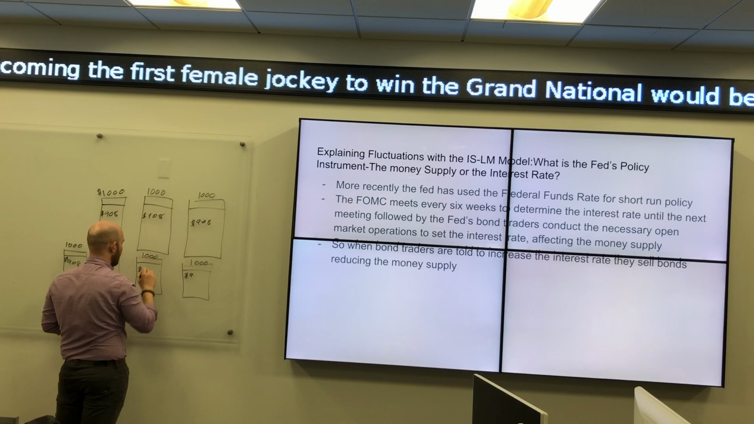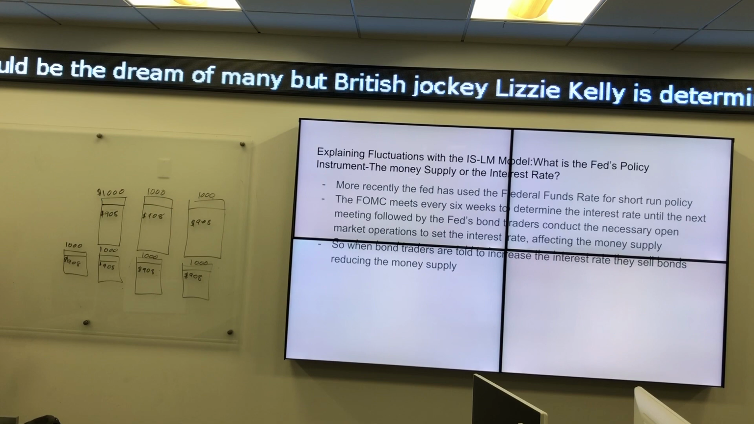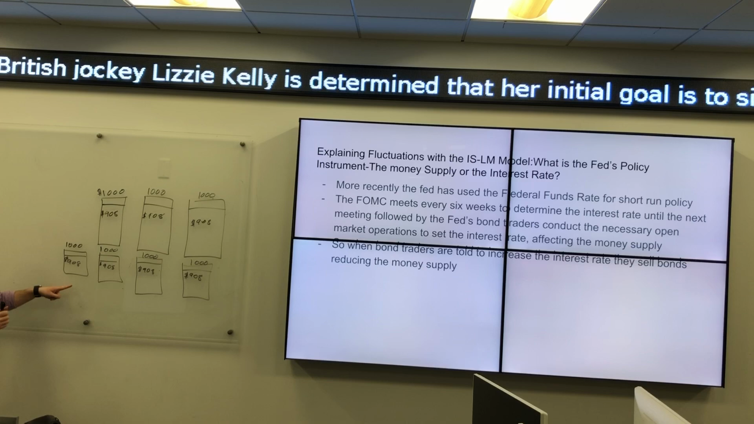So the more bonds there are in the market, the less they're worth. The fewer bonds in the market, the more they're worth. So now we've increased the number of bonds in the market, and by doing that, we've taken an additional $908 out of the money supply, because now the Fed has that money. They're the ones holding it.